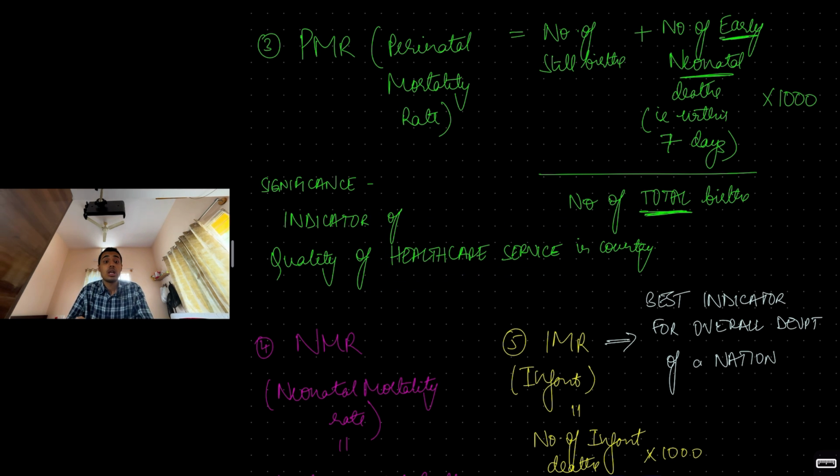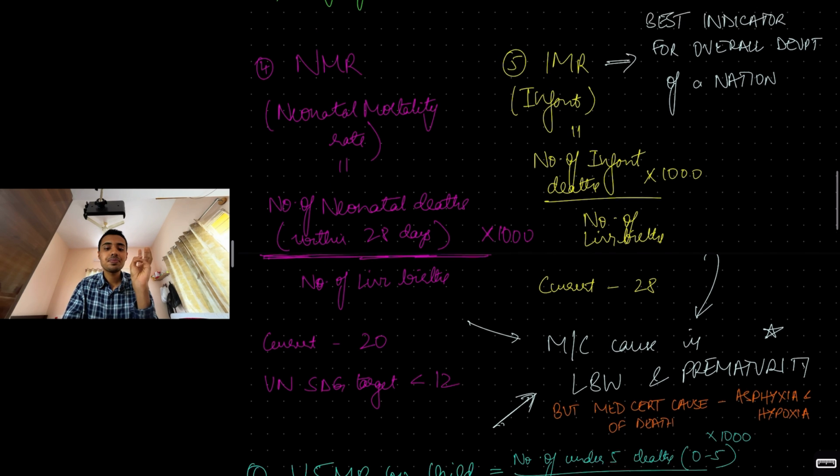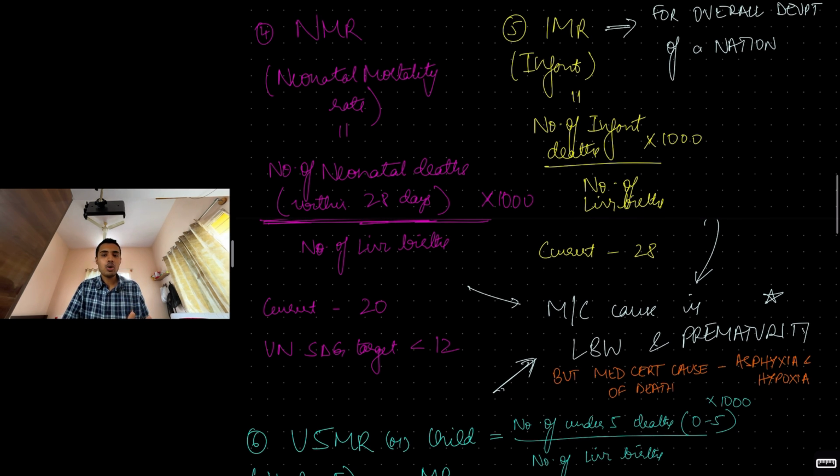Why? Early neonatal deaths, how do you prevent? Through neonatal healthcare. How do you prevent stillbirths? Through maternal healthcare. So it has both maternal healthcare as well as neonatal healthcare. So overall healthcare services, you can get the quality through perinatal mortality rate. Next, coming to 3 more important indicators: neonatal mortality rate, infant mortality rate, and under 5 mortality rate.